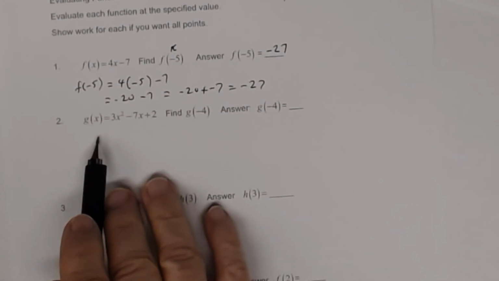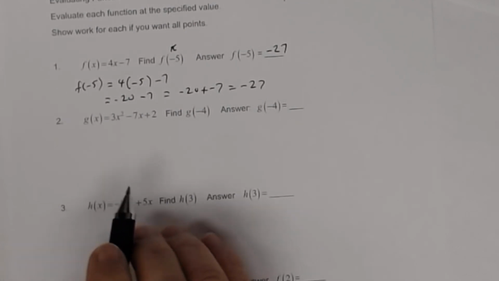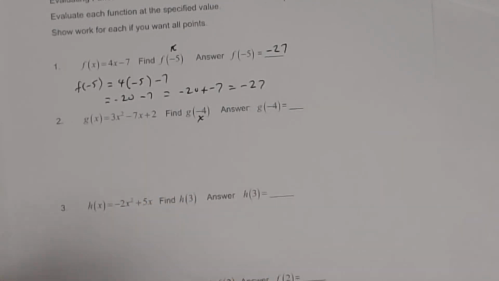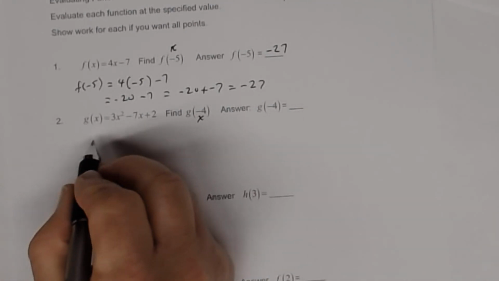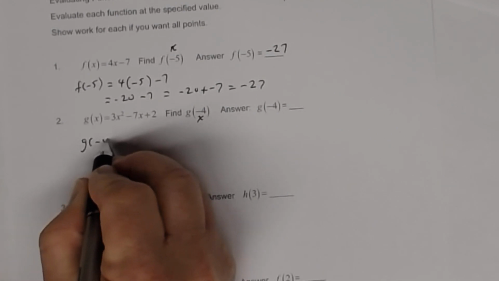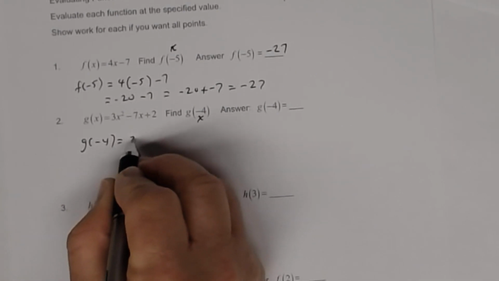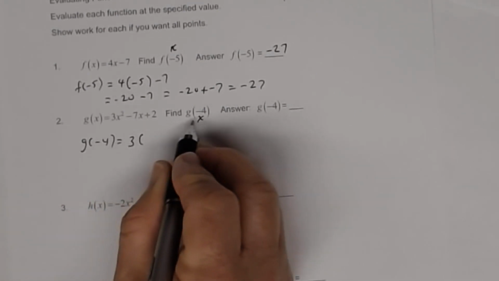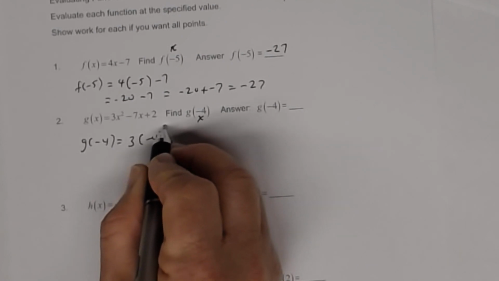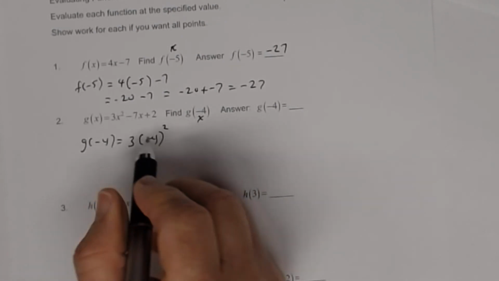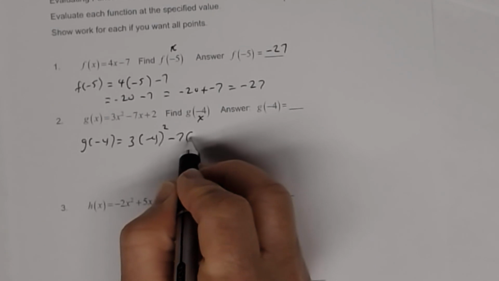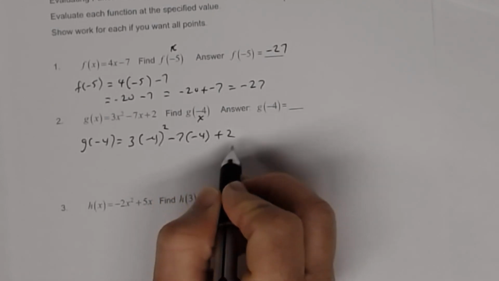We're going to do the same thing with g of x. So you're going to find g of negative 4. So in place of x, you're going to substitute negative 4. So I have g of negative 4. You see, I have to say that. G of negative 4 equals 3 times x. I'm going to substitute negative 4. Remember, that's being squared, right? 3x squared, minus 7 times x, which is negative 4, plus 2.